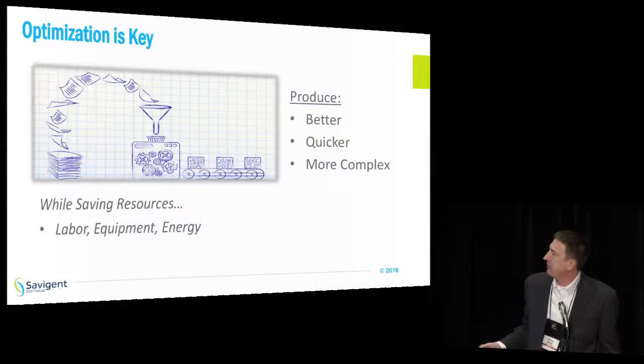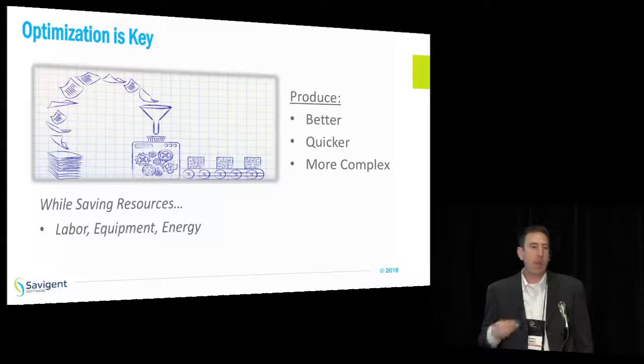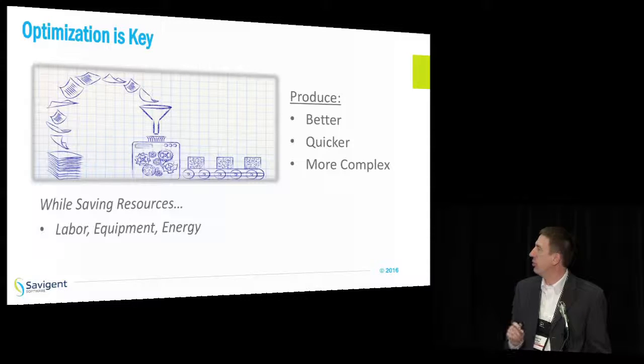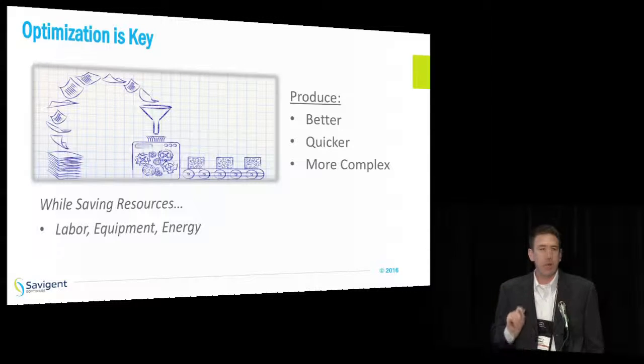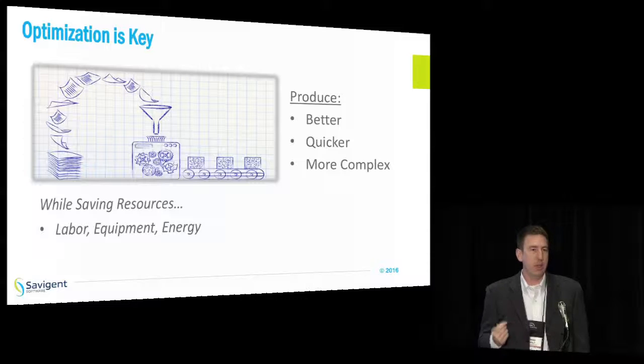So if you think about typical problems inside of manufacturing, optimization is key. You've heard that several times throughout today's session, talking about optimization. And at the heart of it, optimization is to produce things better, quicker, and more complex. So you're going to have to produce and introduce new products constantly, while at the same time, those products are oftentimes more complex than they ever have been before. And you need to get them out with a higher degree of quality, okay?